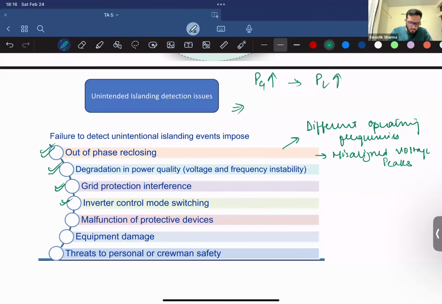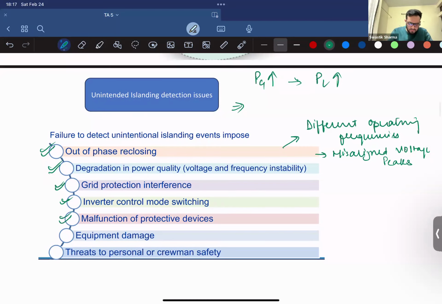Then inverter controller mode switching. Our inverter strategy follows the feedback from the voltage at the point of common coupling. If the voltage at the point of common coupling is not in synchronism with the voltage at your inverter based resource, this could cause your inverter to go out of sync. That could cause malfunction to your DR. Then your protective device could malfunction. We'll talk more about this.